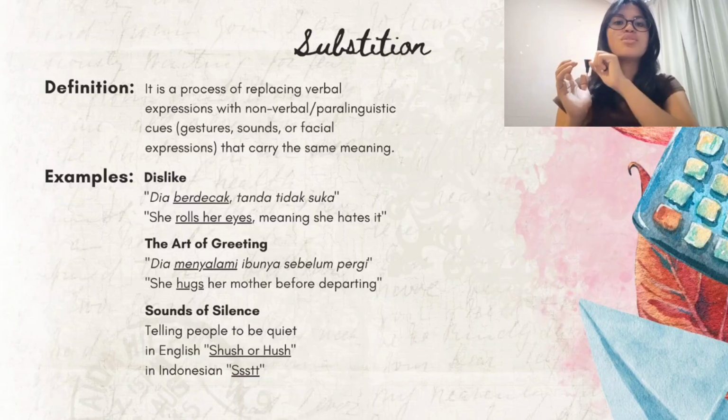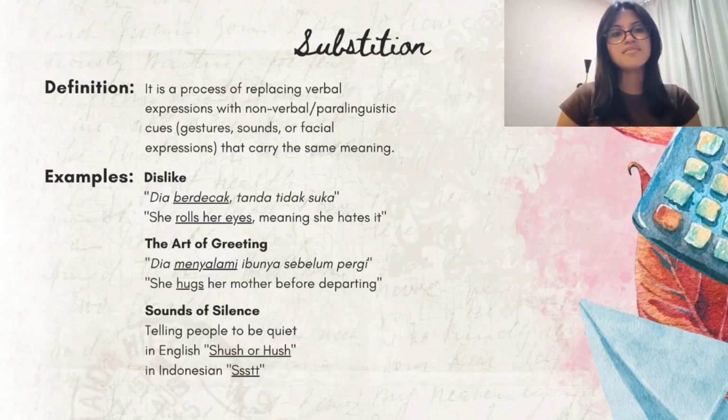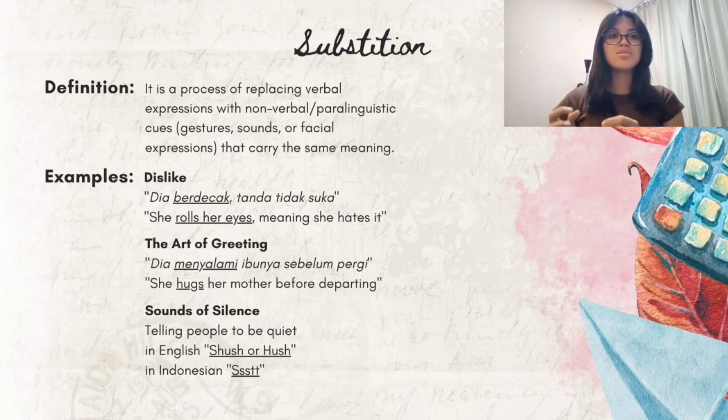So for the last example, we have how to tell people to be quiet. Even the way we ask for silence is a substitute. We use sh in Indonesia, but in English we use sh like that. So, in conclusion, substitution is about how we trade our words for gestures and sounds to make sure our message is delivered perfectly to their culture.